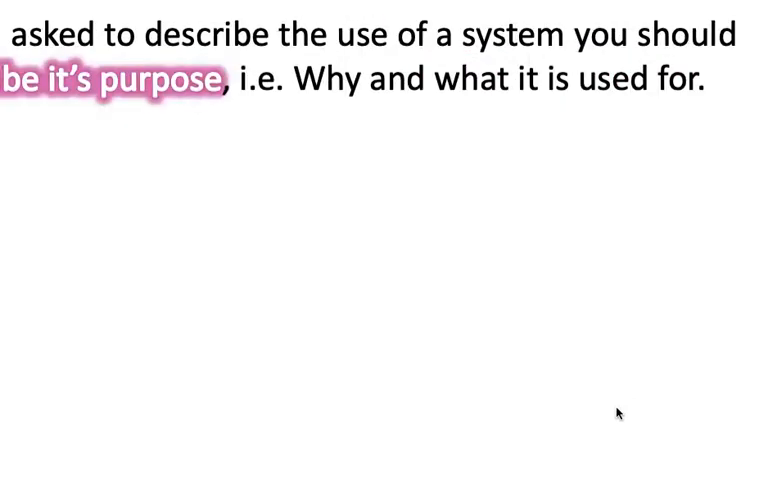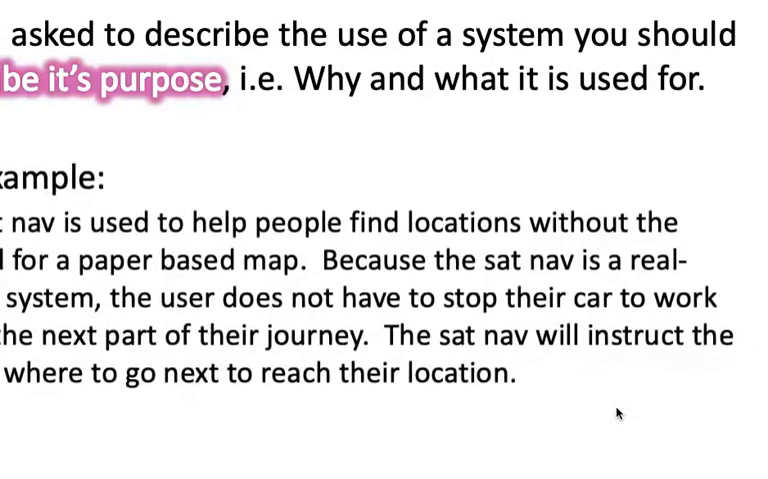Now we come to the next question. When they ask you to give the uses, you're going to describe its purpose, what it is used for, and definitely with the perspective of the end user. So a satellite navigation is used to help people find locations without the need for a paper-based map, because satellite navigation is a real-time system. The user does not have to stop their car to work out the next part of the journey. The satellite navigation will instruct the user where to go next to reach their location.